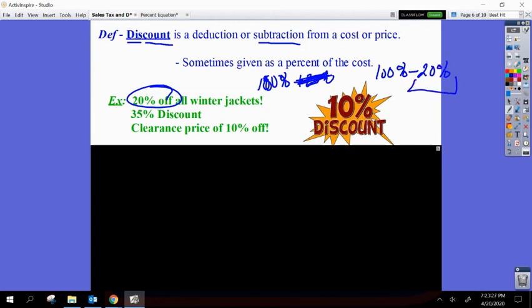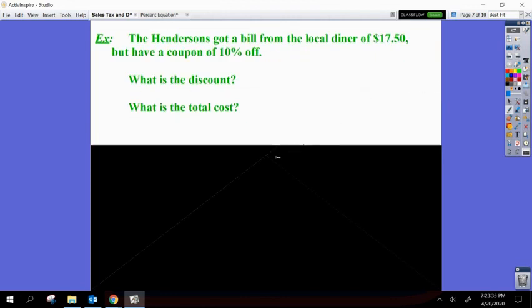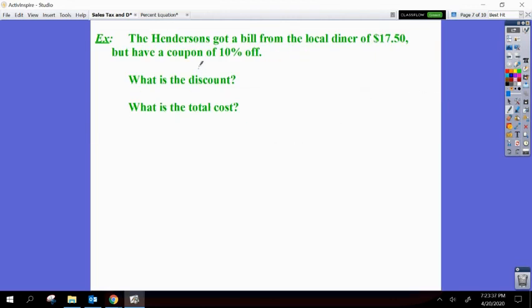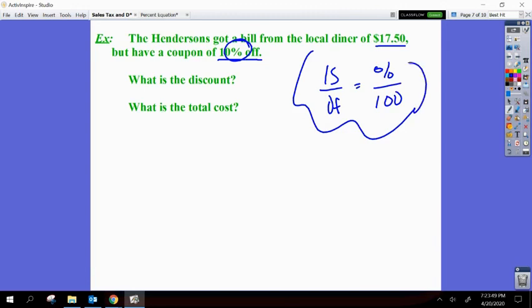So we still calculate what the 20% is, and this time instead of adding and paying it again, we subtract it because we don't have to pay it. The process is the same. So here's an example with a coupon. The Hendersons got a bill from the local diner for $17.50, and they have a coupon for 10% off. I see percent. I'm thinking is over of equals percent over 100. I know that 100 goes down here. I know that my percent is 10.